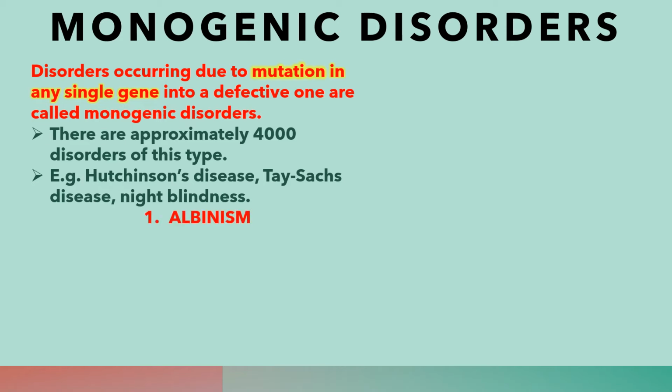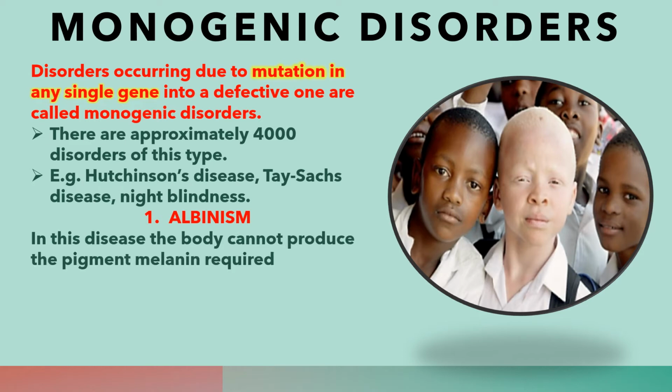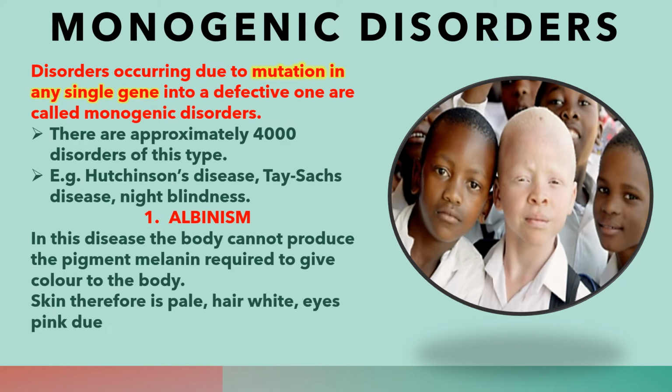Now, we will deal with the first one called albinism. In this disease, the body cannot produce the pigment melanin required to give color to the body. So you can see here, this child is not able to produce melanin, which is the color pigment, and therefore he is so pale. Skin is pale, hair white, eyes pink because of the absence of melanin in the retina and the eye and the sclera. So this type of child is called a child having the monogenic disorder called albinism.